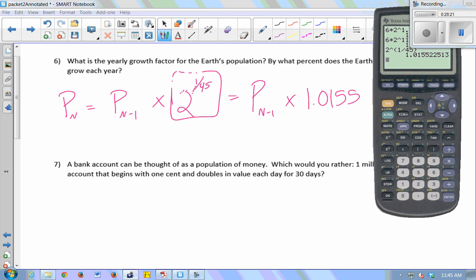Let's see. If I multiply this by itself 45 times, that's the same thing as raising it to the 45th. You get 2. Can you tell me why? Yep. To increase my population size over 1 year, I multiply by 1.0155. If I do that 45 times, I should get times 2, because that's what you multiply by over a span of 45 years.